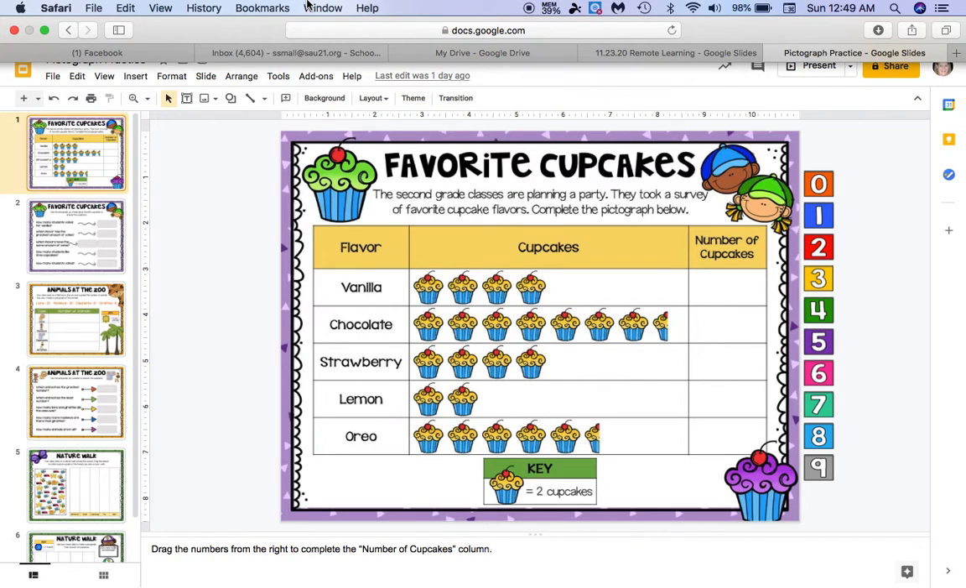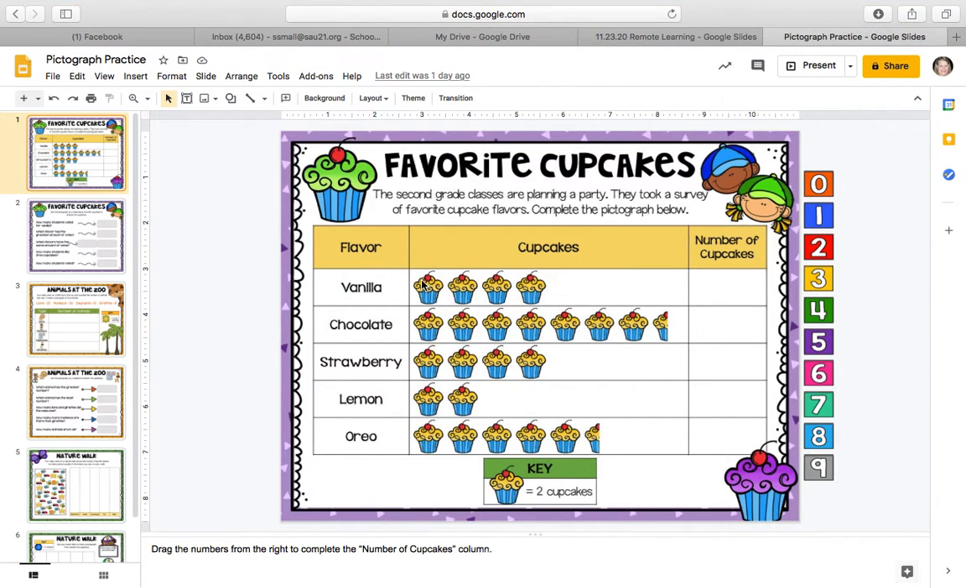So let's take a look at this very first graph. This is a favorite cupcakes graph. They have put the cupcakes in to show which flavor is the most popular. What you'll need to do to answer these questions is just take these numbers and drag them over here to match the number of cupcakes that are in each category. We'll start with doing the first one together. There are 4 cupcakes. 1, 2, 3, 4.